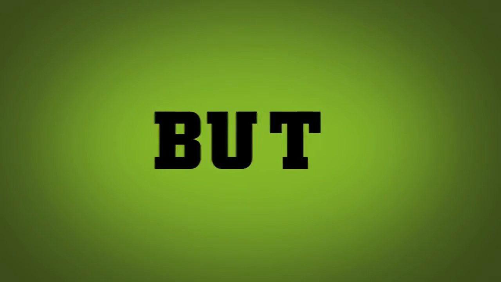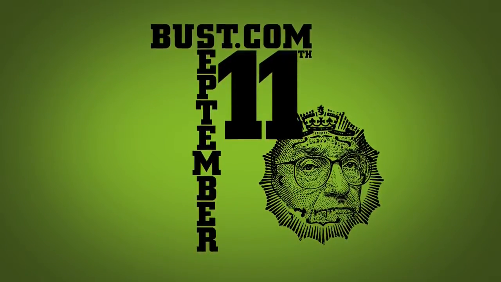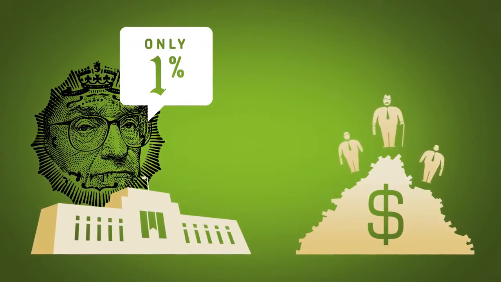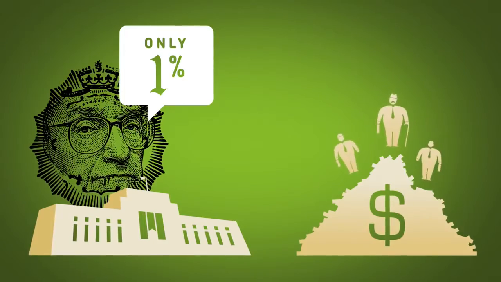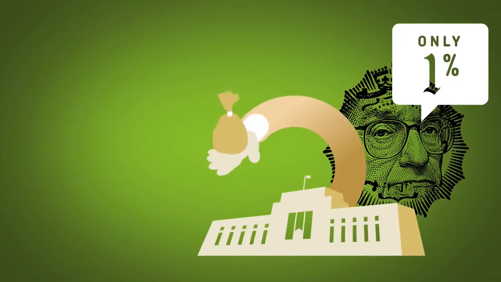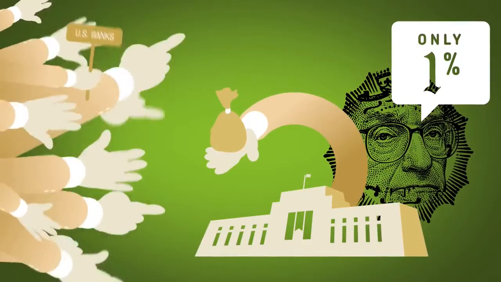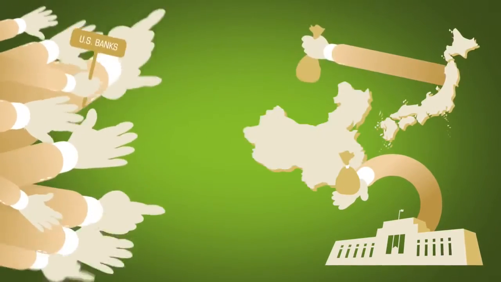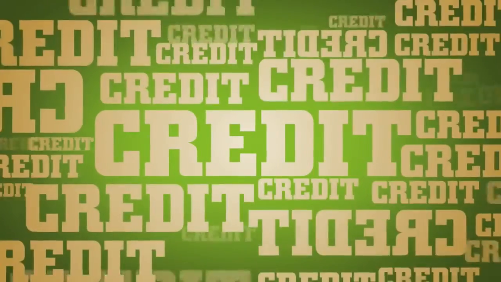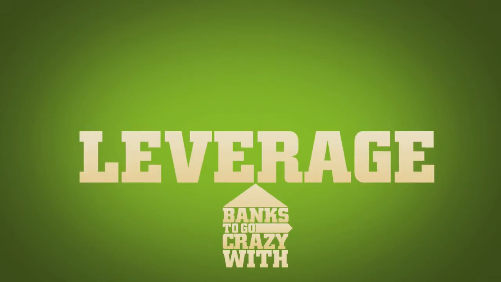But in the wake of the dot-com bust and September 11th, Federal Reserve Chairman Alan Greenspan lowers interest rates to only 1% to keep the economy strong. 1% is a very low return on investment, so the investors say, no thanks. On the flip side, this means banks on Wall Street can borrow from the Fed for only 1%. Add to that general surpluses from Japan, China, and the Middle East, and there's an abundance of cheap credit. This makes borrowing money easy for banks and causes them to go crazy with leverage.